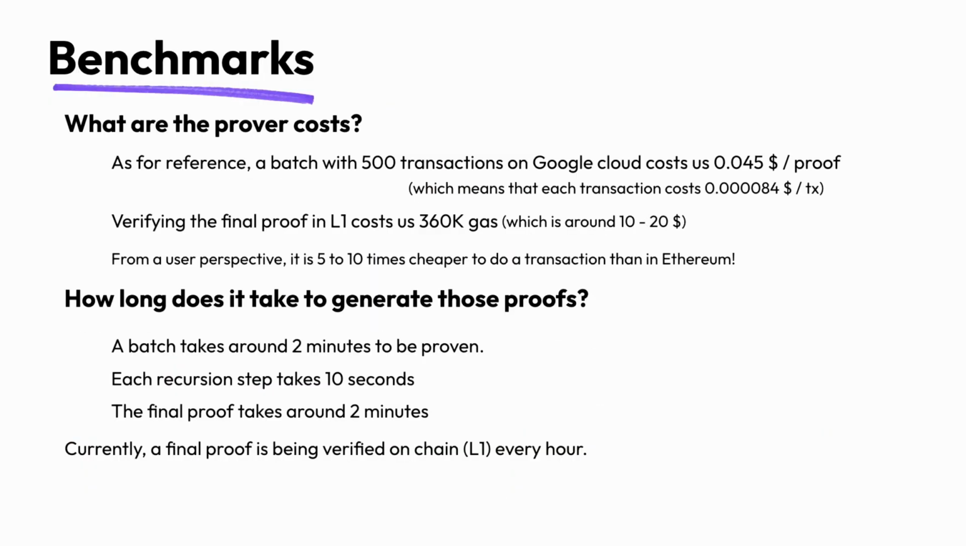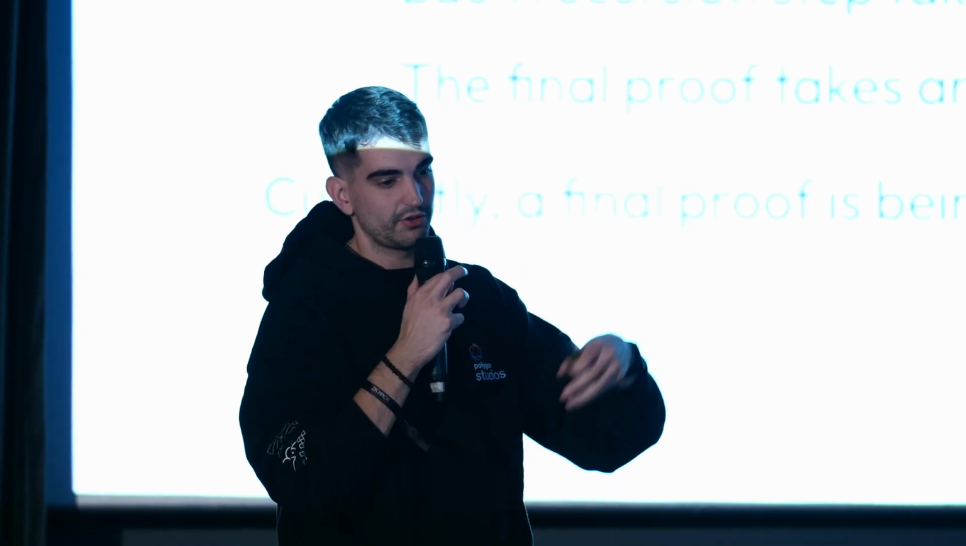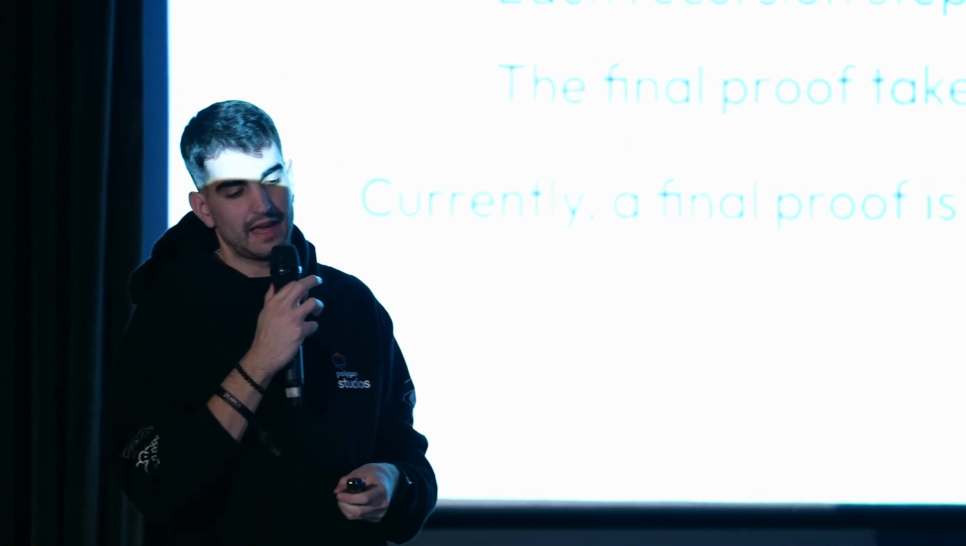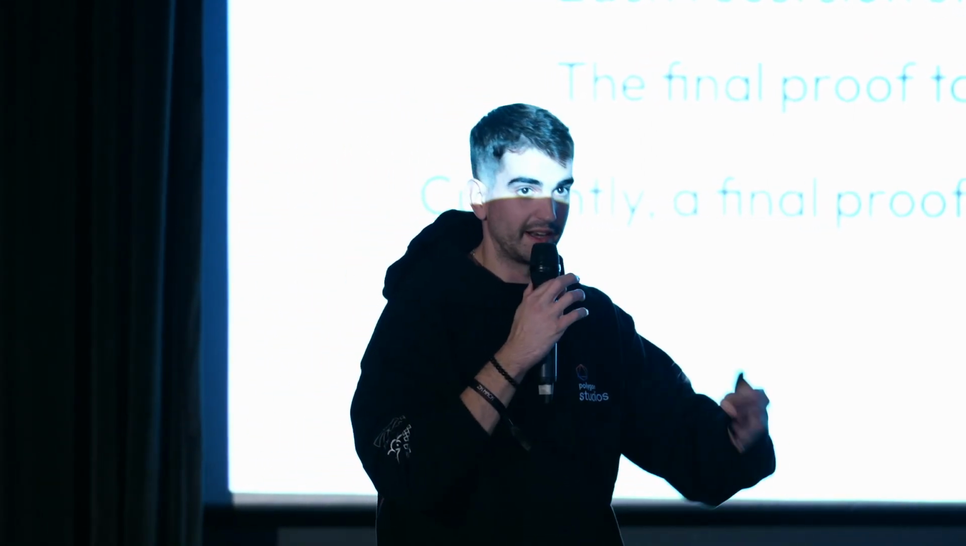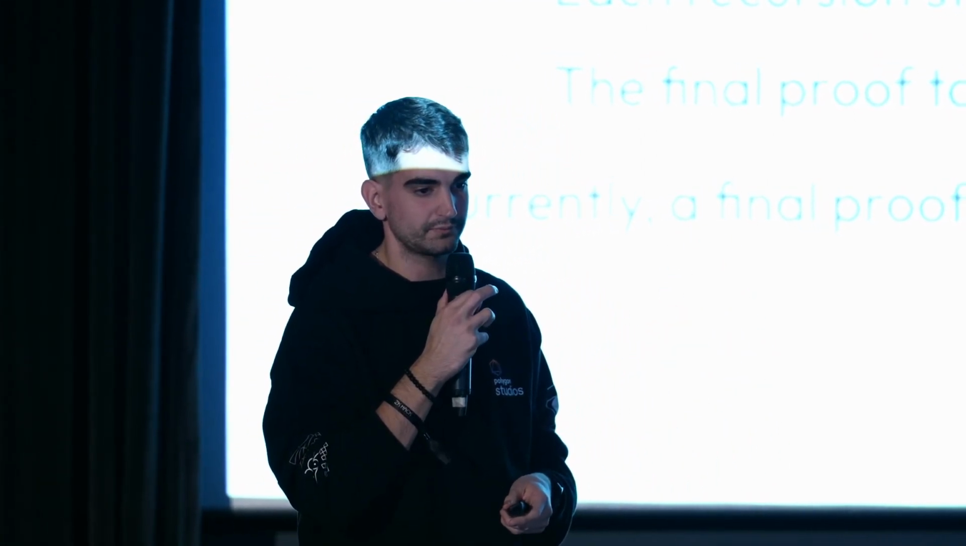Just to let you know a little bit of the benchmark, because intuitively this has to be very expensive, but it's not. As you can see here, we take around 2 minutes to generate a batch proof. Then we take about 10 seconds to aggregate all these proofs, just to concatenate them. And finally, to generate the last proof, just a couple of minutes more. So in total, less than 5 minutes to generate all this proof.